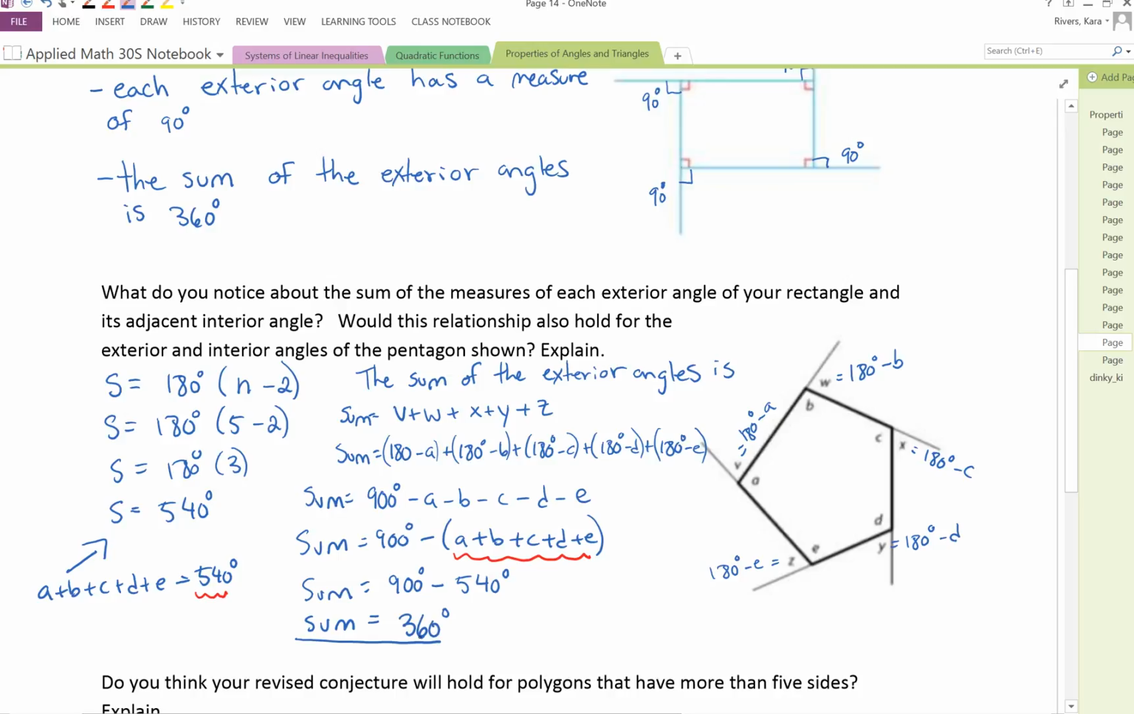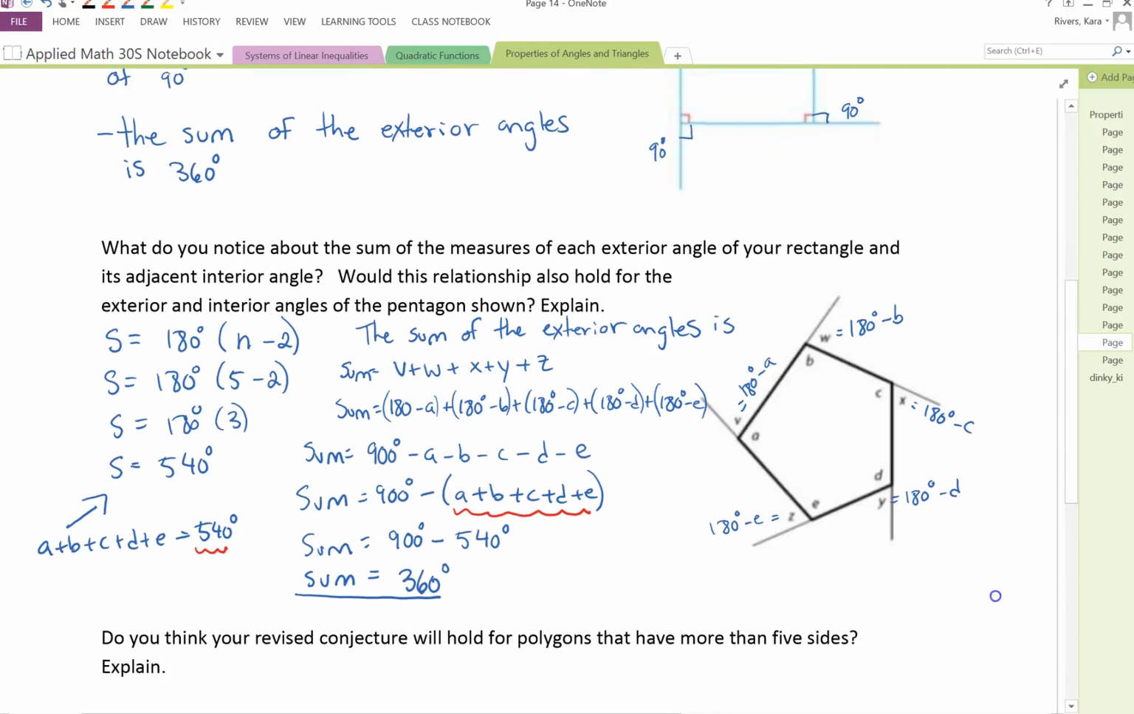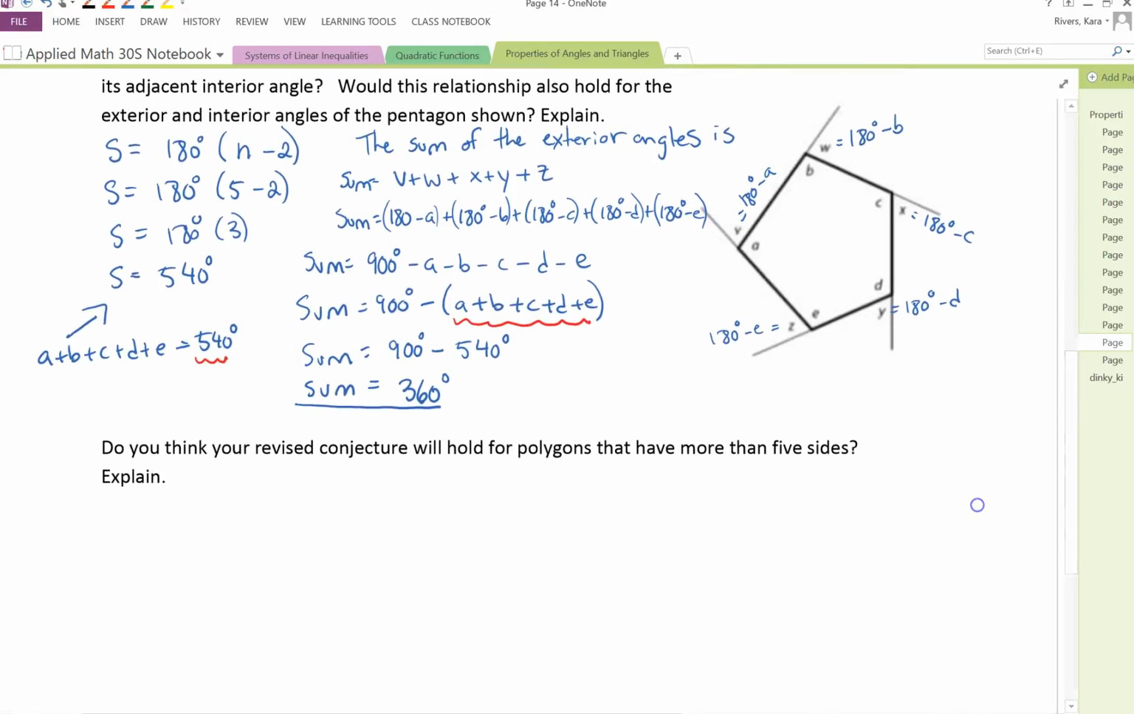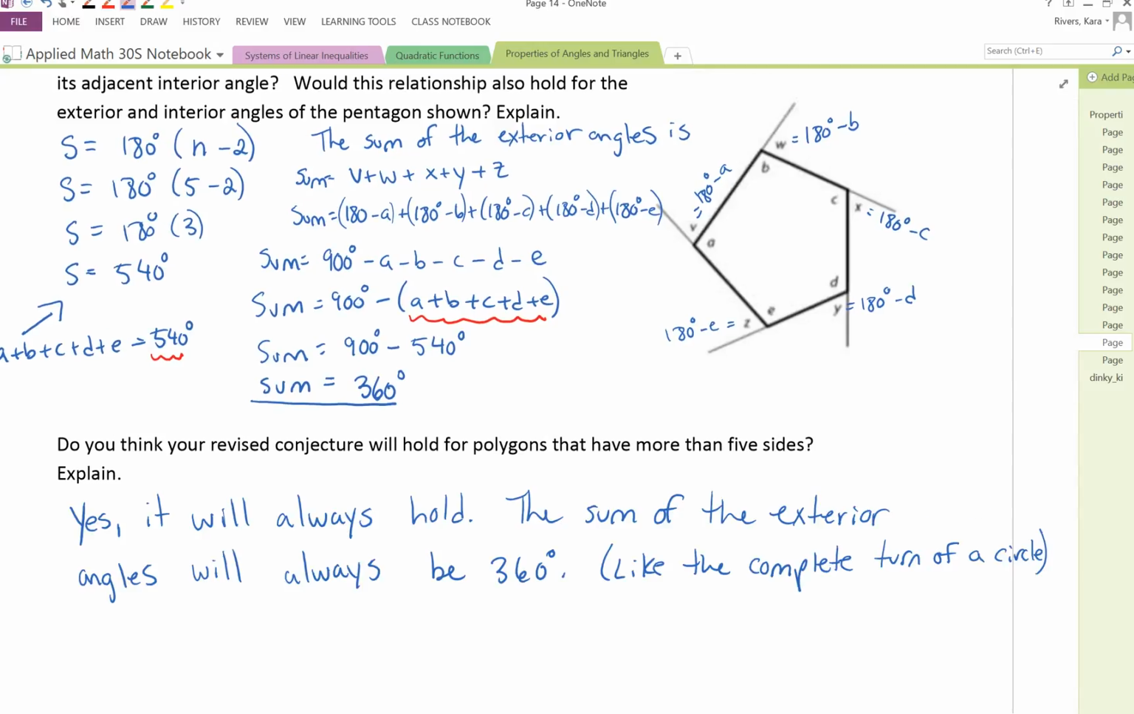Now, if we did this again with another polygon, and then again with another polygon, we will see that no matter how many interior angles we have, the sum of the exterior angles is always going to be 360 degrees. Very much like the complete turn of a circle, this will always hold. The sum of the exterior angles will always be 360 degrees. Let's take a look at some examples and use these properties.